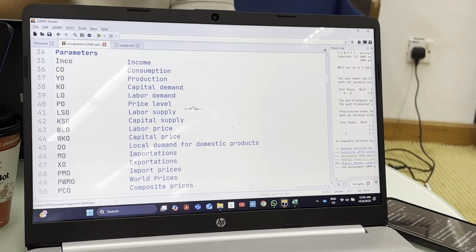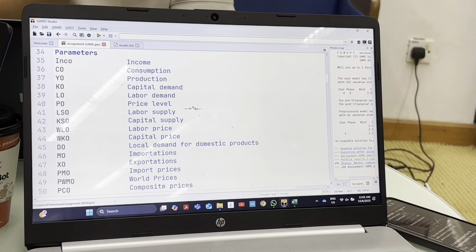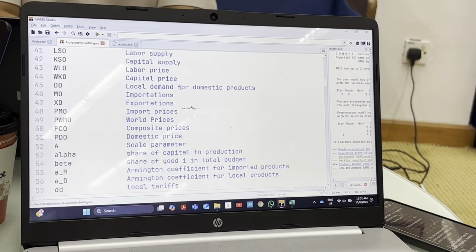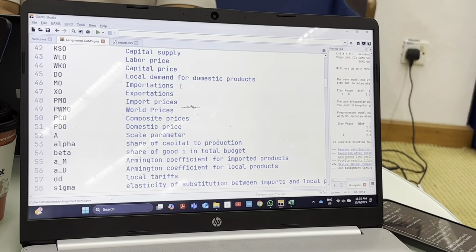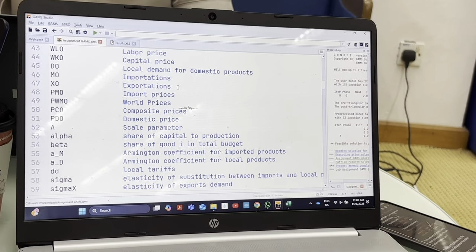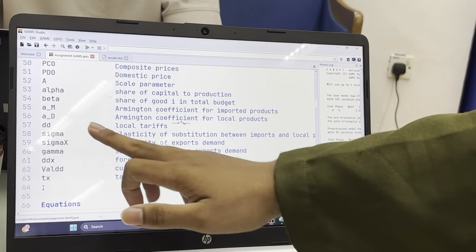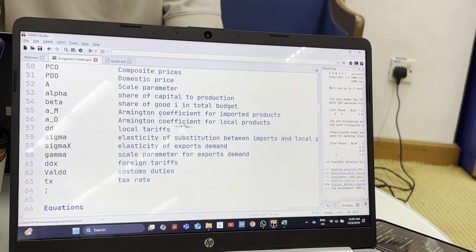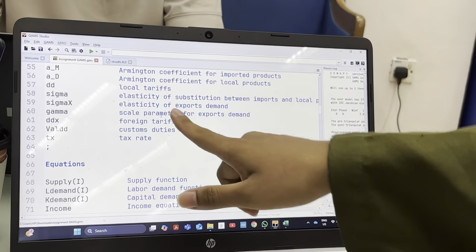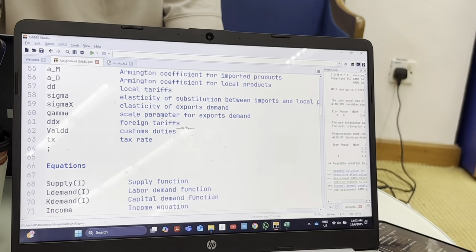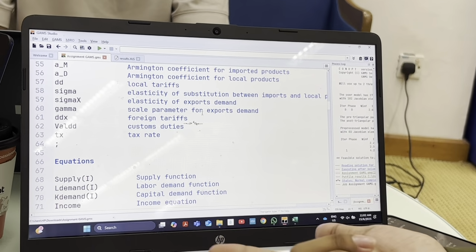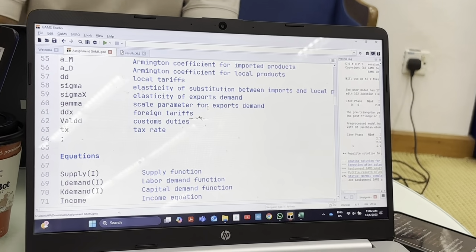After we list down and define all the variables, we then define our parameters: income, consumption, production, capital demand, labor demand, price level, labor supply, capital supply, labor price, capital price, local demand for domestic product, import, export, import and world prices, composite prices, domestic price, scale parameter, share of capital to production, share of goods i in total budget, Armington coefficient for imported product, Armington coefficient for local product, local tariff, elasticity of substitution between import and local products, elasticity of export demand, scale parameters for the export demand, foreign tariff and custom duties, and lastly tax rate.